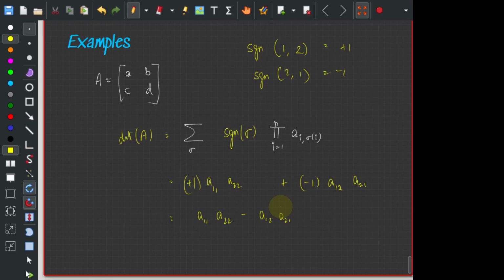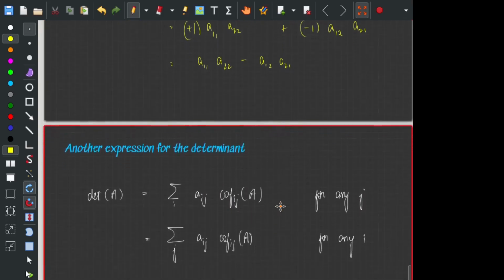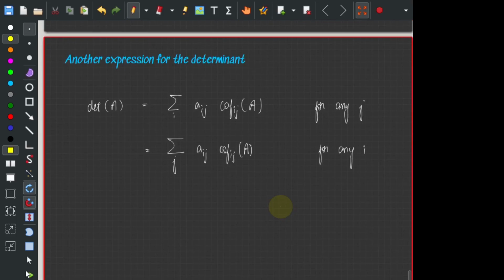Similarly, you can verify this for a 3 by 3 matrix, and we'll effectively get the same. Another way to compute the determinant that you would have seen is in terms of the cofactors. So what is the cofactor of a particular element in the matrix?